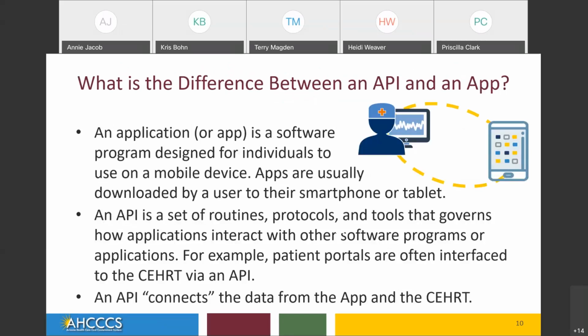So what is the difference between an API and an app? An application or app is a software program designed for individuals to use on a mobile device. Apps are usually downloaded by a user to their smartphone or tablet. An API is a set of routines, protocols, and tools that governs how applications interact with other software programs or applications. For example, patient portals are often interfaced to the Cert via an API. An API connects the data from the app and the Cert.